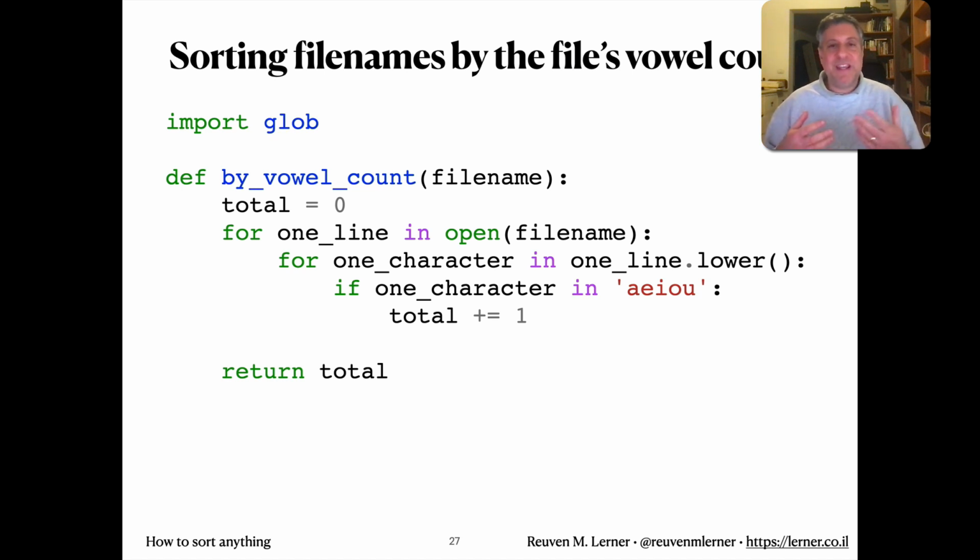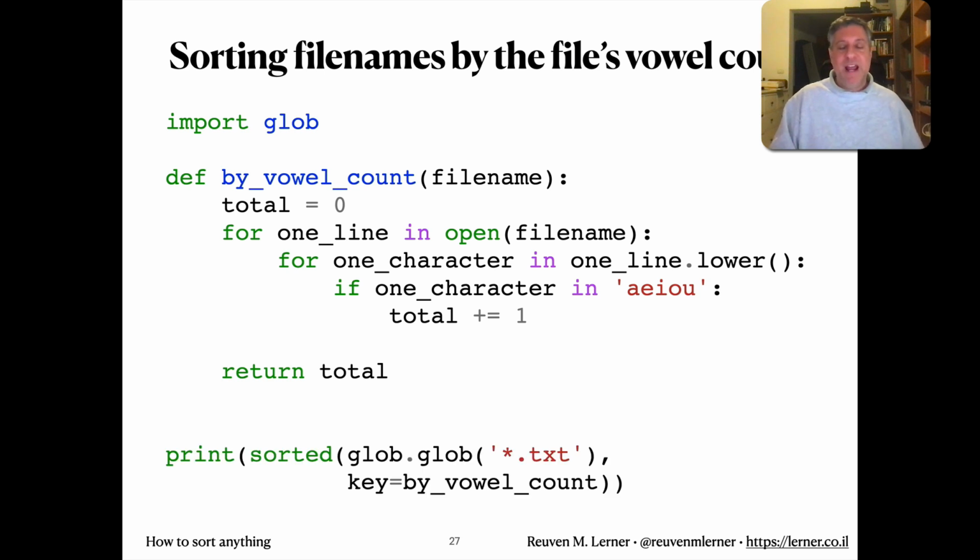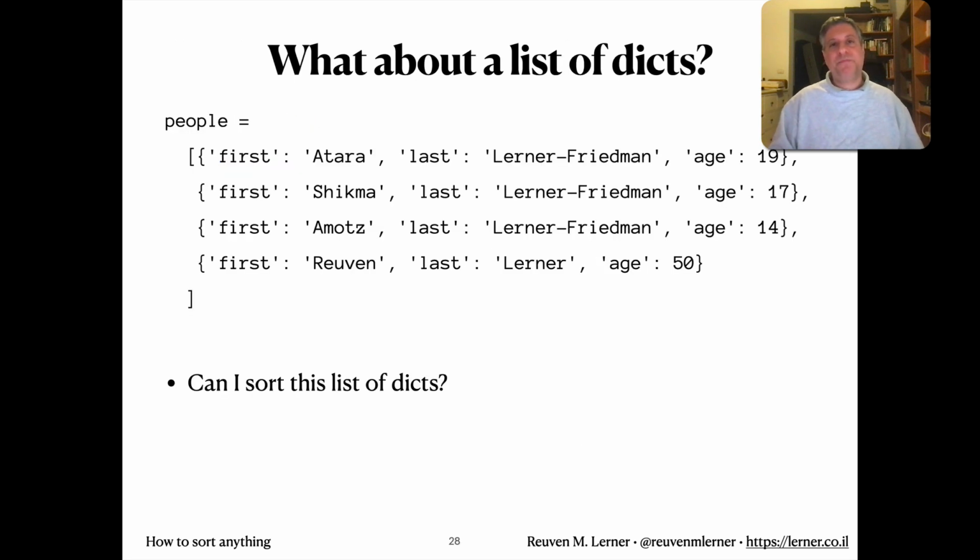My sort function, my key function can be really complex. I mean, this isn't that complex, but we're opening a file and going through it and totaling the number of vowels in the file. And then once again, all I have to do is say print sorted of glob.glob of star.txt and key equals by_vowel_count. And sure enough, we're going to get the files sorted according to how many vowels are in them.